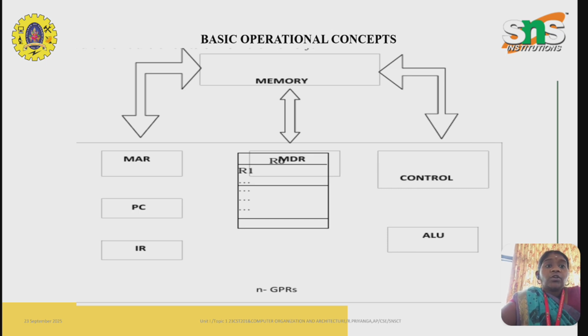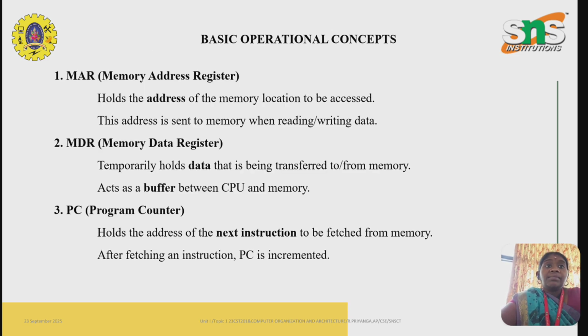Here are some basic operational concepts like MAR, PC, IR, MDR, control unit and ALU. MAR is nothing but the memory address register. It holds the address of the memory location that has to be accessed. The address is sent to the memory when the CPU wants to read or write data. MDR temporarily holds the data being transferred to or from memory, and it acts like a buffer between the CPU and memory.